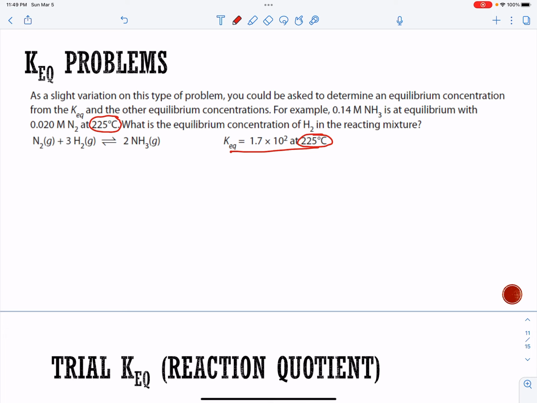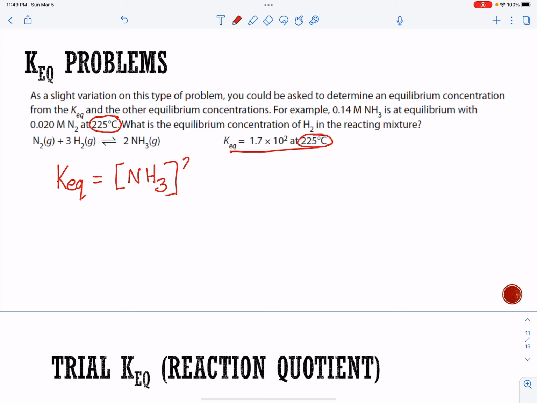So we're going to double check that. Now it says a slight variation on this type of problem. You could be asked to determine an equilibrium concentration from the KEQ and from the other equilibrium concentrations. So for this one, we're going to start out the problem by writing out our KEQ expression. We've got the balanced chemical equation because it's been given to us. So we're going to do products over reactants.